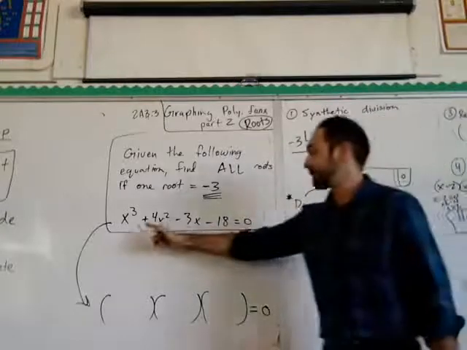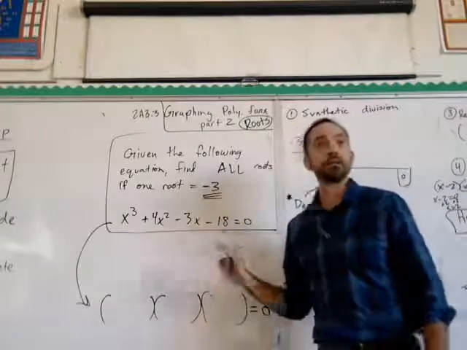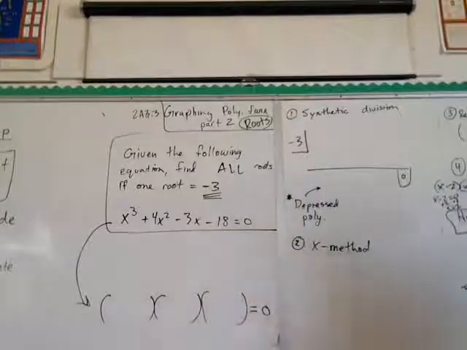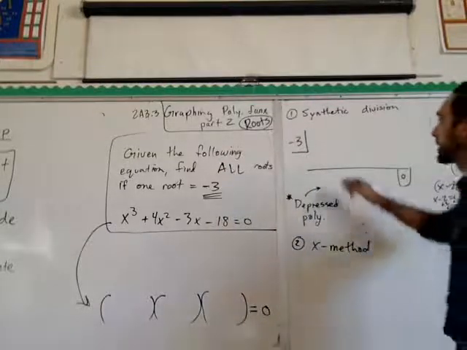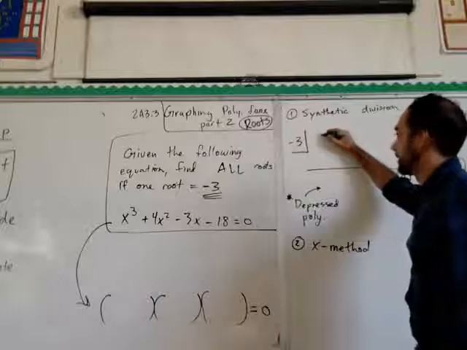So first off, are there any terms missing in my expression? Any terms? No, we have all our terms. So what should I put in for my first coefficient in here? 1, then what?